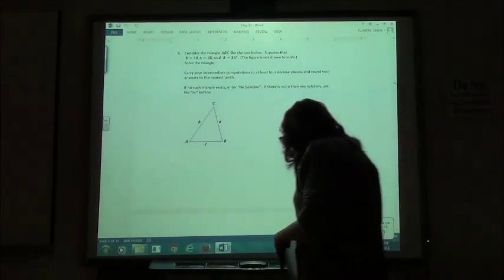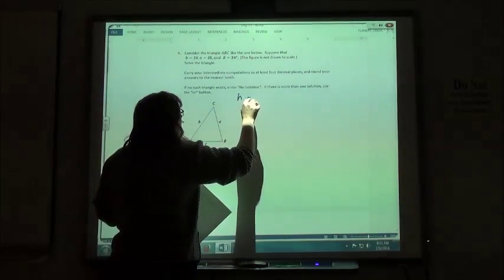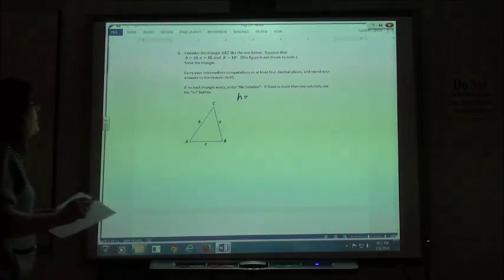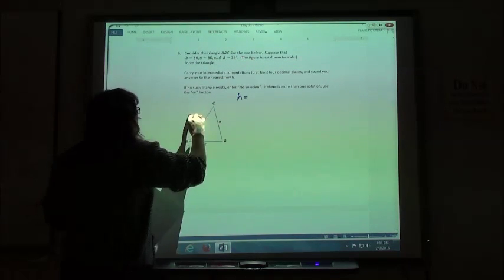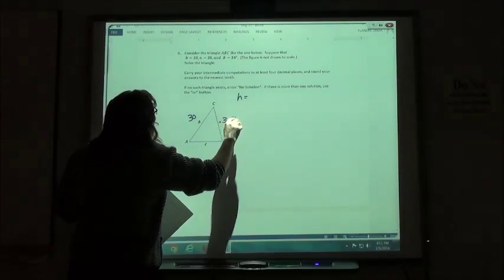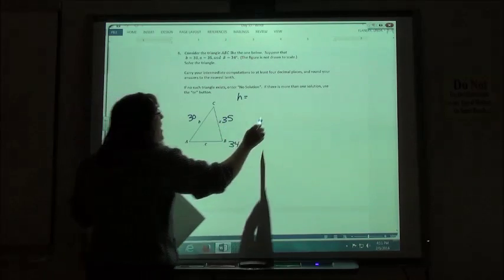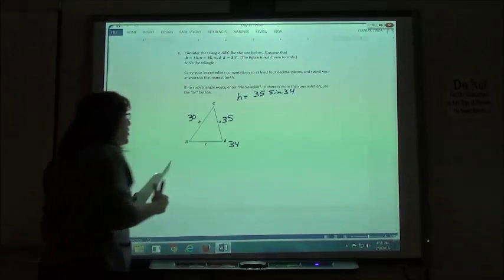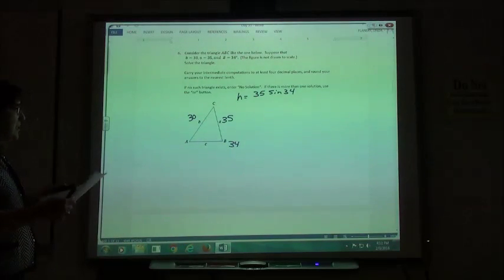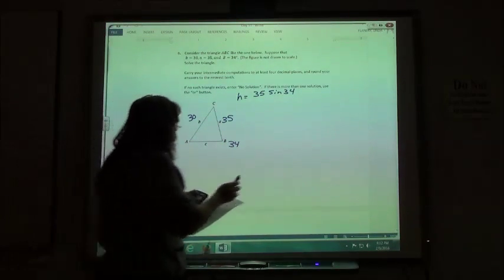So, number 6, same kind of thing. I'm going to start by finding h. First, I better label my triangle so I know what I have. Consider the triangle ABC. Suppose that side b is 30, side a is 35, angle B is 34. So the adjacent side, 35, times the sine of 34 would give me h. The adjacent side times the sine of my angle. So 35 times the sine of 34 gives me 19.57.